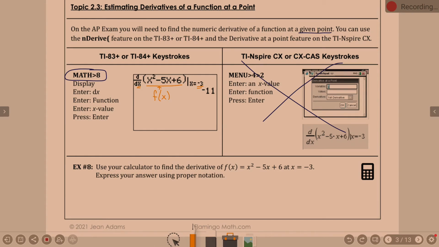So it's asking us here to use the calculator to find the derivative of x squared minus 5x plus 6 at x equals negative 3. Express your answer using proper notation. So, did you get it? d dx of x squared minus 5x plus 6 evaluated at x equals negative 3. That's what your calculator said. What did you guys get for the answer? The negative 11 that is displayed on the notes?